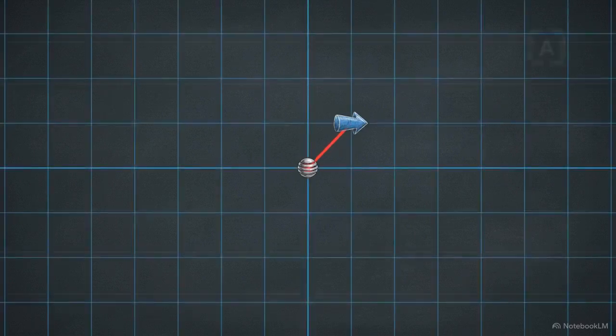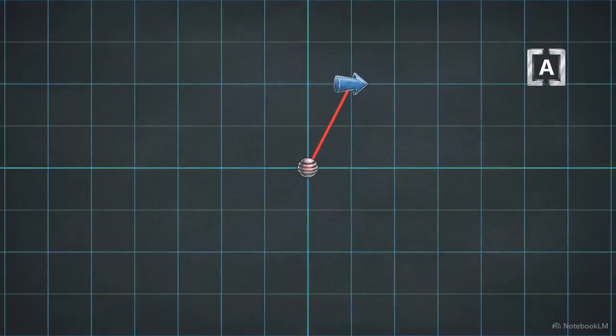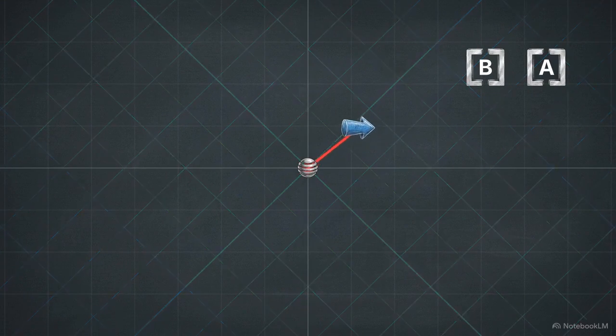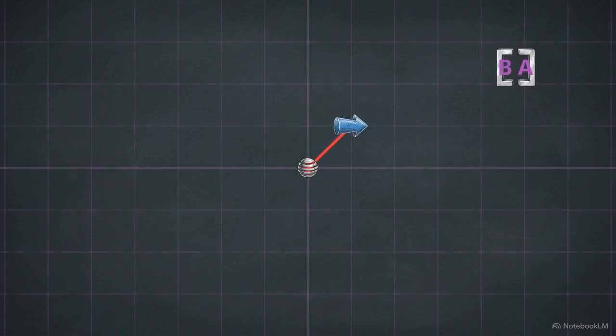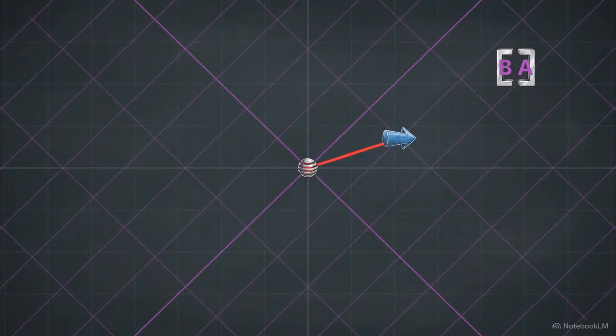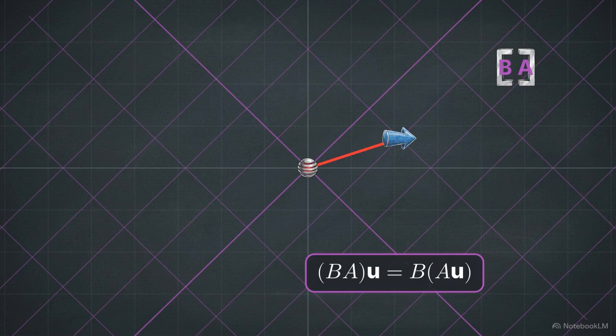Take a look at this vector. It is transformed first by matrix A, and then the result is transformed by matrix B. Applying A and then B is identical to applying a single transformation calculated by multiplying matrix B and matrix A together. Operator composition is matrix multiplication.